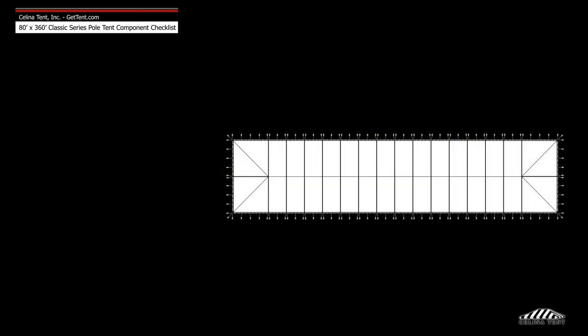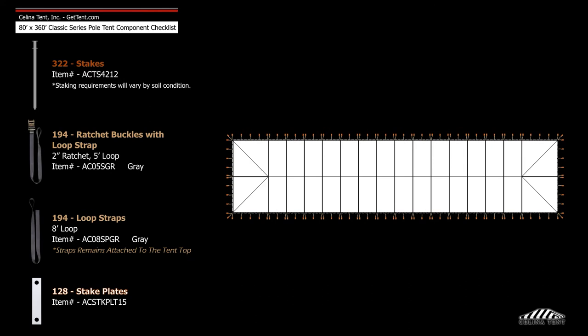Anchoring devices include 194 ratchet buckle assemblies, 128 stake plates, and 322 double head stakes.